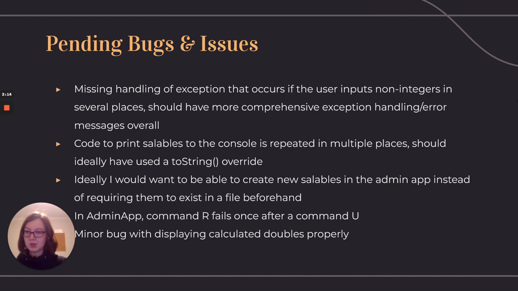Code to print saleables to the console is repeated in multiple places. This is in both the storefront and the admin app. I ideally should have used a toString override for the saleable itself, but I realized that a little too late and didn't have time to go change it.